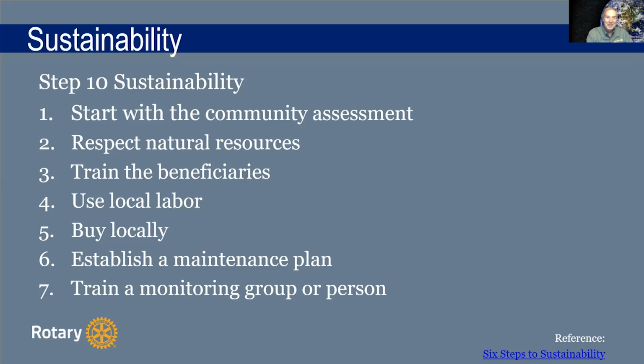So you want to buy locally, use local labor, train people how to do this, whatever it is that you're doing. Establish a maintenance plan and train a monitoring group. It might be a person, it might be a whole group that knows how to see whether things are working right and call for the maintenance plan if you need it. There's a slide here on 6 steps to sustainability that'll give you a slightly different view, but it's the same basic things. You need to think about what you have to do.